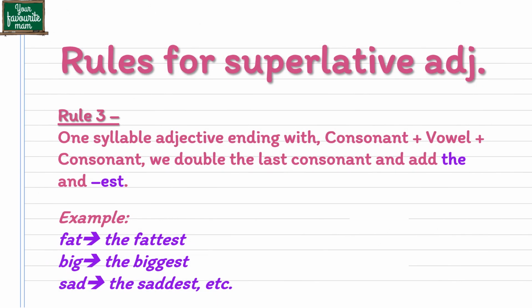For one-syllable adjectives ending with consonant vowel consonant, we double the last consonant and add the followed by the adjective with an est at the end. Like fat becomes the fattest, big becomes the biggest, sad becomes the saddest, and thin becomes the thinnest. For example, of all the students in the class, Rohan is the thinnest.